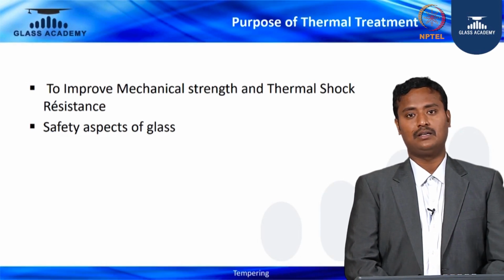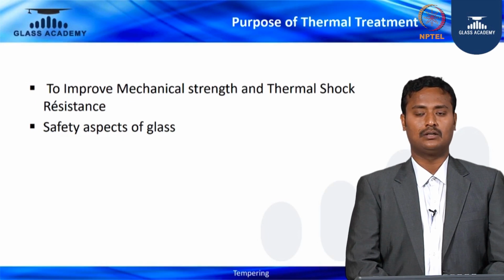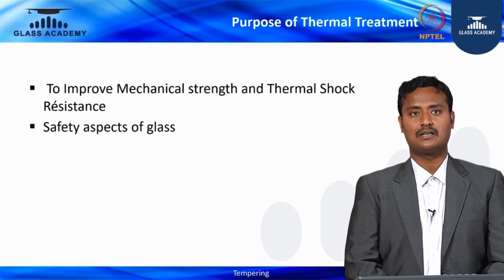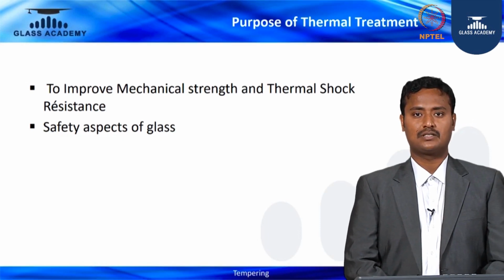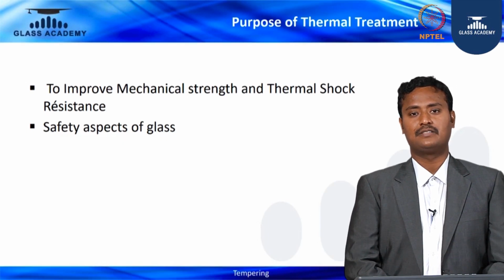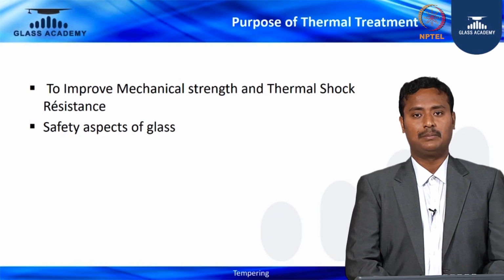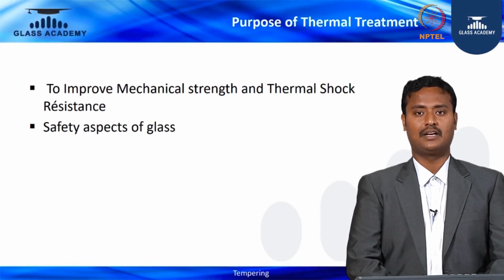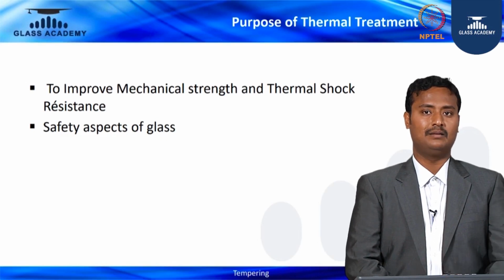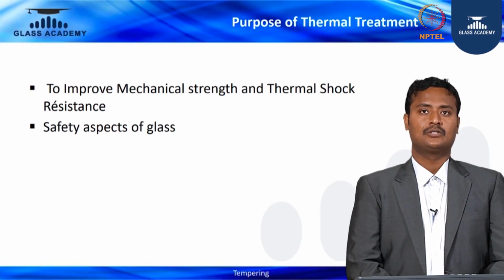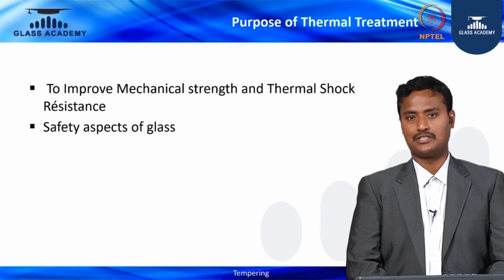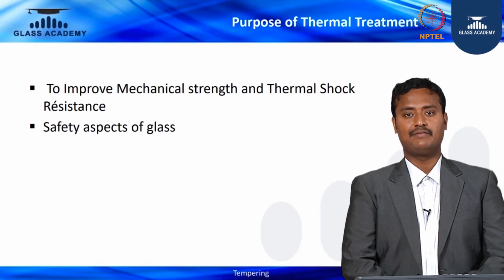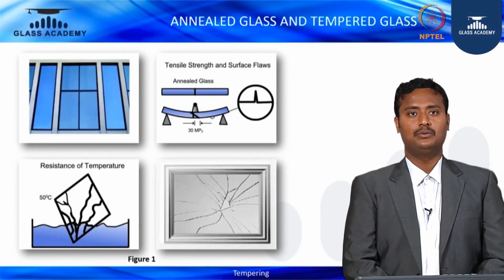Most importantly, people normally call tempered glass a safety glass. The tempering process helps to attain specific characteristics, one of the best to safeguard the people who are working there, so it won't harm anybody. It improves the safety aspect of the glass. So there are basically two purposes for tempering: one is to improve the mechanical strength and thermal shock resistance, and most important, to increase the safety aspect of the glass.